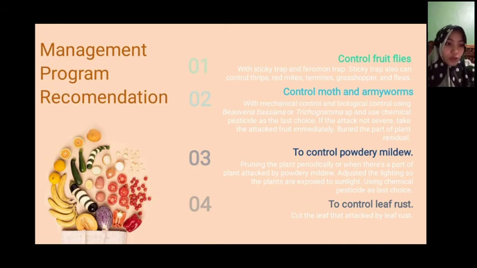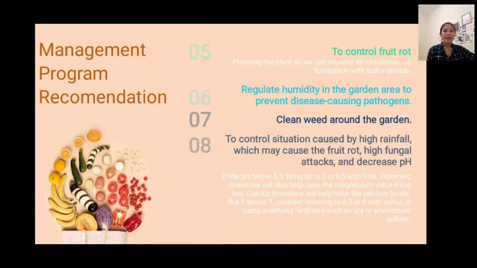Program 4, to control leaf rust, cut the leaf that is affected by leaf rust. And next, management recommendation to control fruit rot. We can prune the plant so we can improve the air circulation and do fumigation with sulfur dioxide and regulate the humidity in the garden area to prevent disease-causing pathogens by cleaning around the garden, and to control situations caused by high rainfall which may cause fruit rot, high fungal attacks, and decreased pH. If the pH is below 5.5, bring it up to 6 or 6.5 with lime.